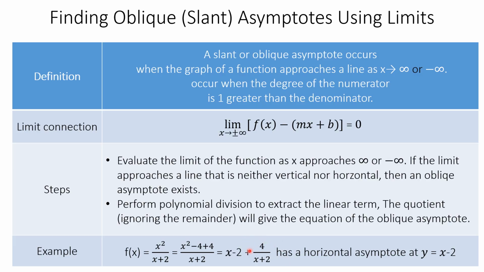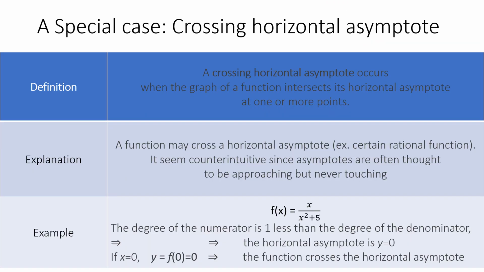The remainder, 4, is only going to be useful to determine how close the function is to its asymptote and not necessarily the asymptote itself. So now we have a special case, a crossing horizontal asymptote.